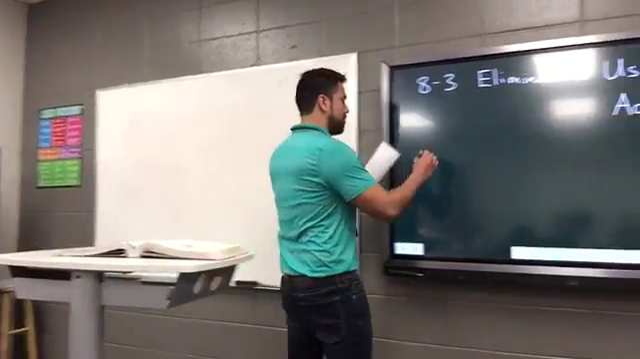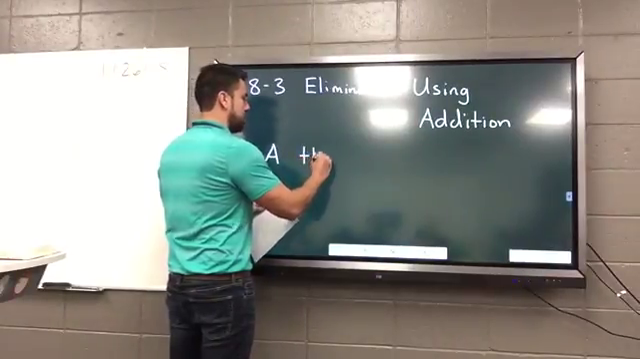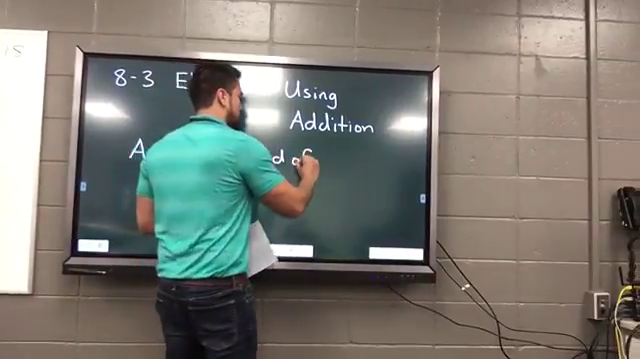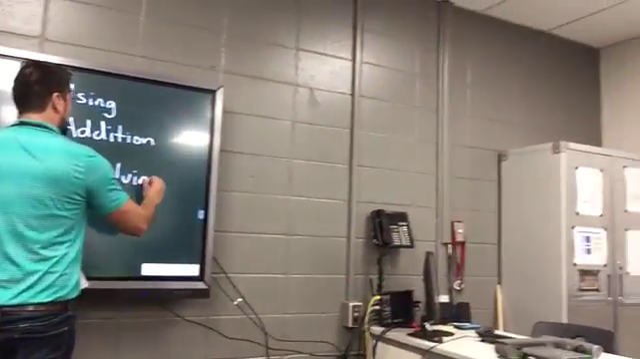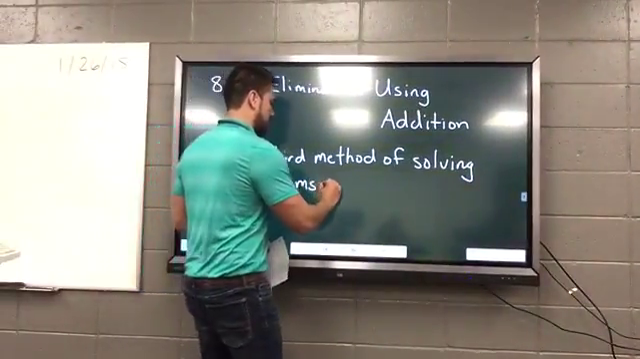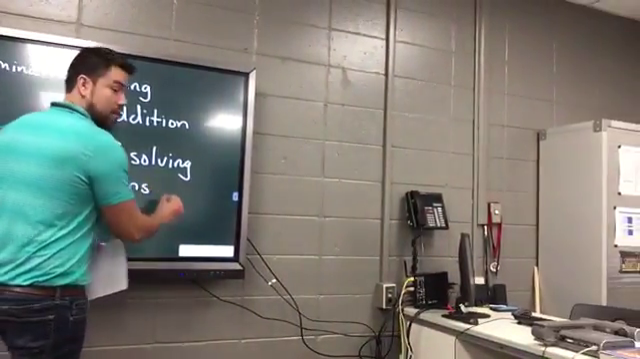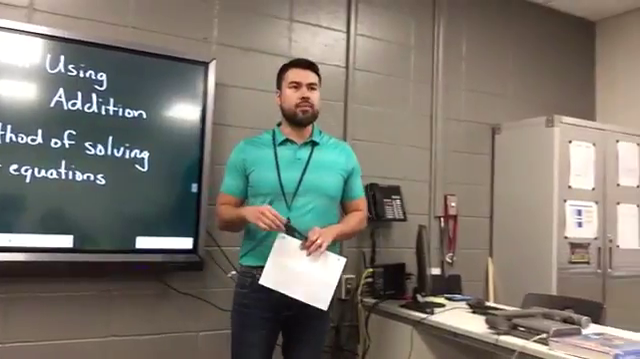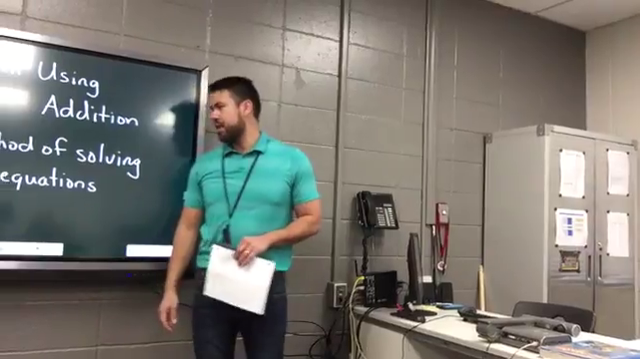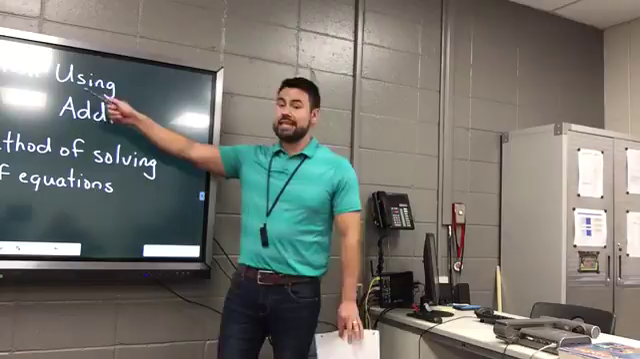So the first note I want you to get: elimination is a third method of solving systems of equations. So we've been talking about systems, and systems have two or more equations. We're going to deal mostly with two, but another method to solve those systems of equations is called elimination.